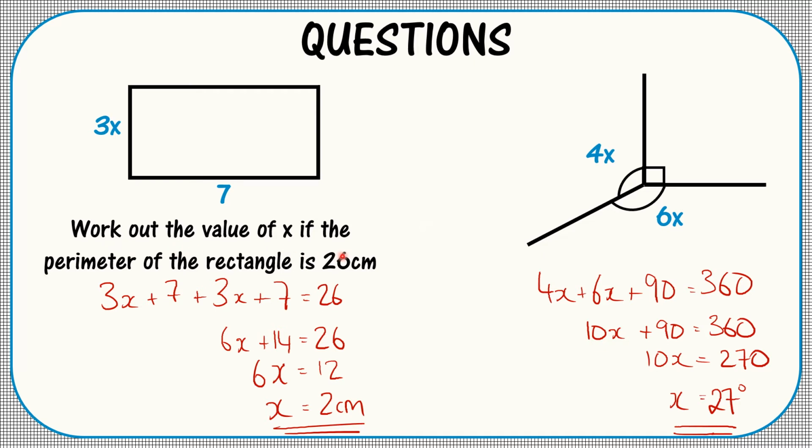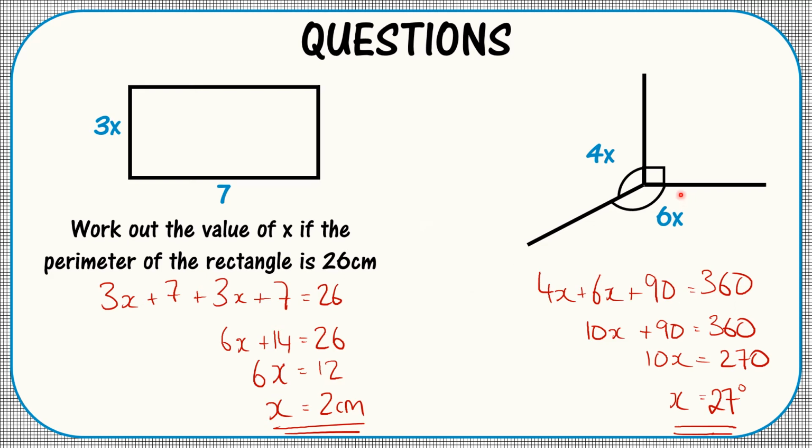Work out the value of x if the perimeter of the rectangle is 26 centimeters. We know that the perimeter is the distance around the outside of a shape. So 3x plus 7 plus 3x plus 7 equals 26 centimeters. When you tidy this up, this becomes 6x plus 14 equals 26. You take the 14 to the other side, 6x equals 12. You divide both sides by 6. x is equal to 2 centimeters.